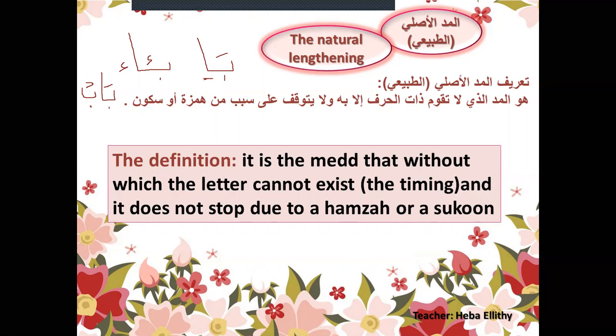Second sign, I have to look for the مد letter and look before it. If I don't have any hamza before it, then it's مد طبيعي. Is this the only point? No, I have to look after it too. If I don't have any hamza after it, still it's مد طبيعي. So if I have a مد letter and there is no hamza before, no hamza after, and no sukoon after, in this case it's مد طبيعي. If I have hamza before or hamza after or sukoon after, this will be another kind of mad.